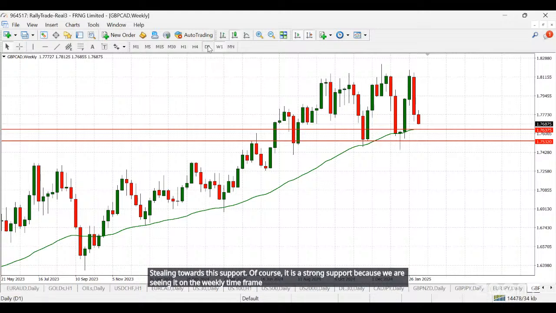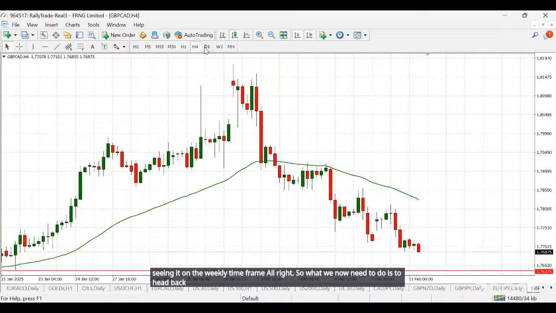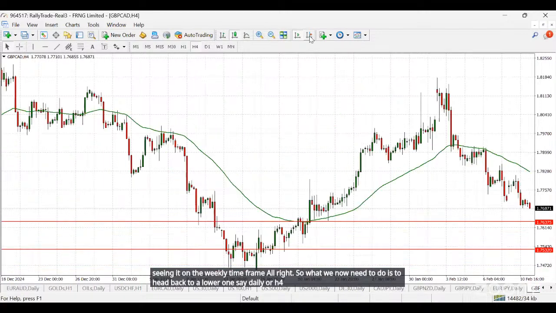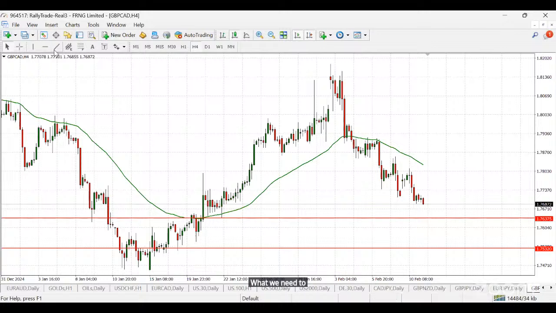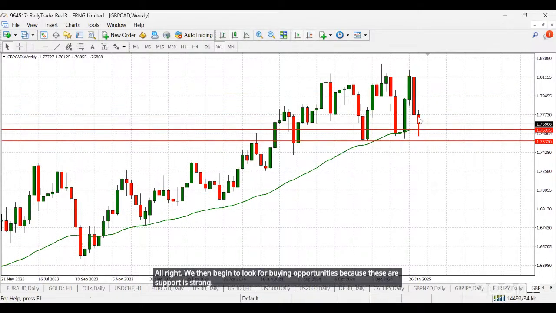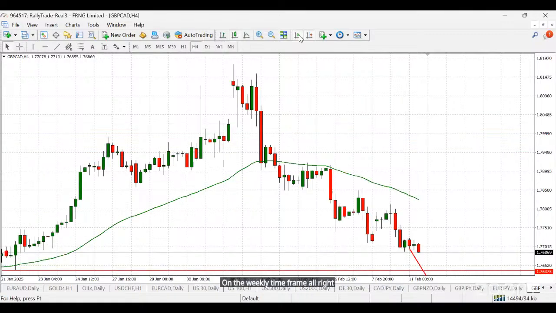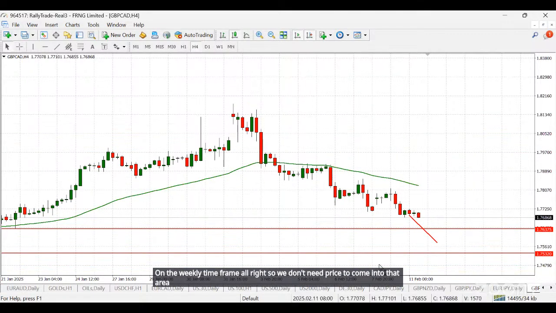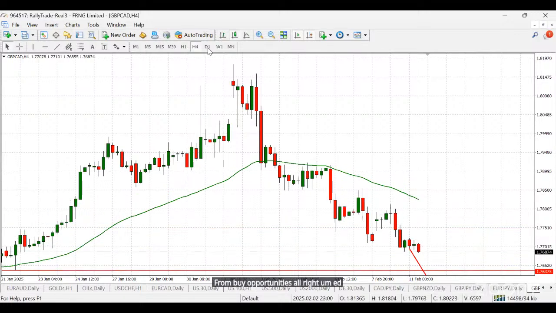All right. So what we now need to do is to head back to a lower one, say daily or H4, depending on your preference. And then what we need to see is price to come into this region, to come into this area. And when we see that, it is from this area that we then begin to look for buy opportunities, because this support is strong on the weekly time frame. So we now need price to come into that area for buy opportunities. Eddie, I hope you got that.